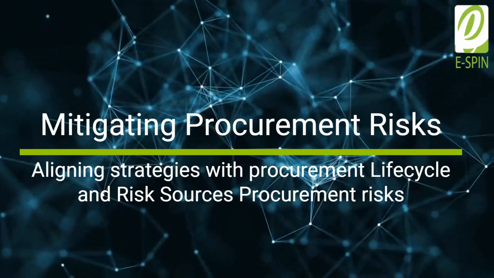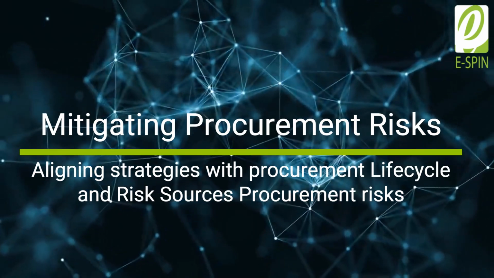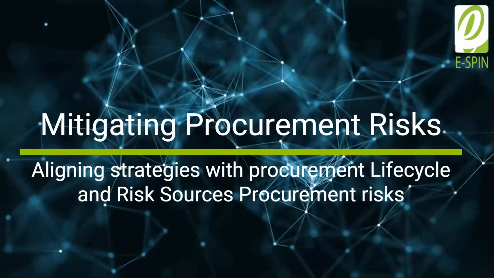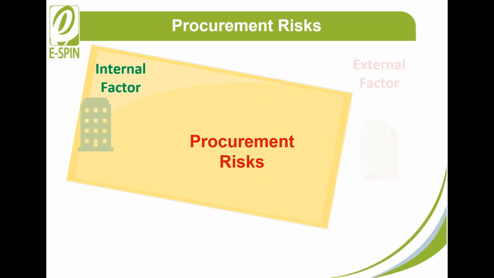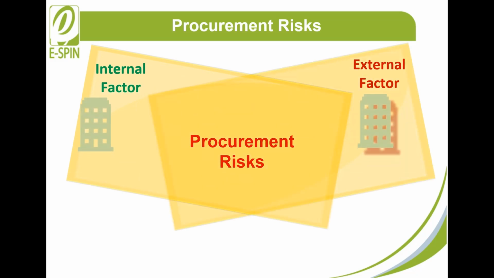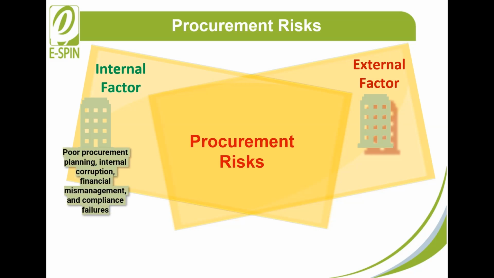Mitigating procurement risks. Aligning strategies with procurement lifecycle and risk sources. Procurement risks stem from internal and external factors. Internal procurement risks originate within the organization, including poor procurement planning, internal corruption, financial mismanagement, and compliance failures. External risks arise outside the organization's control, such as supply chain disruptions, market fluctuations, and cybersecurity threats.